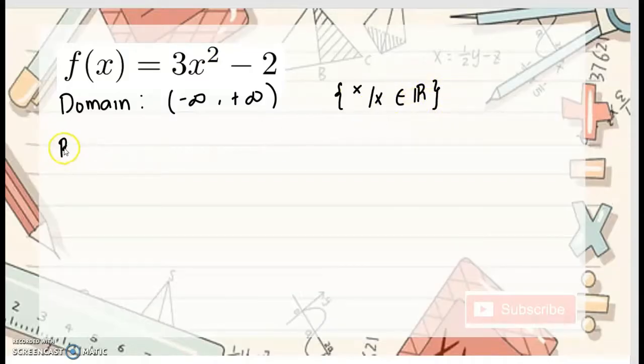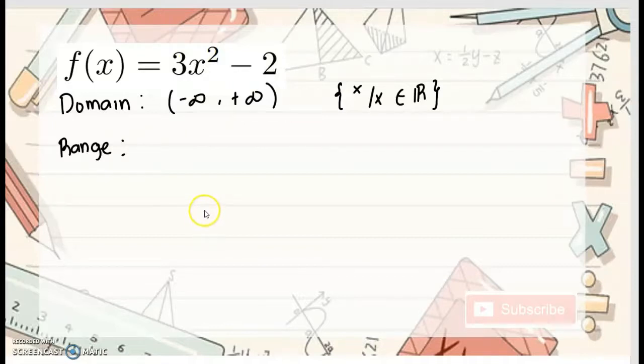We will have a problem here in identifying the range since your exponent here is an even number, meaning if you substitute a negative number here, it becomes positive again. Let's say negative 1 squared is just 1 times 3 minus 2. It will have the same answer as positive 1 squared times 3 minus 2. So how do we identify the range for this one?